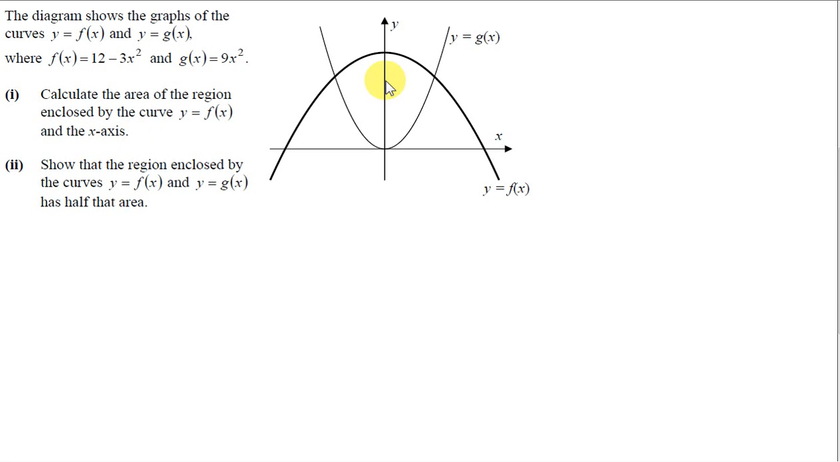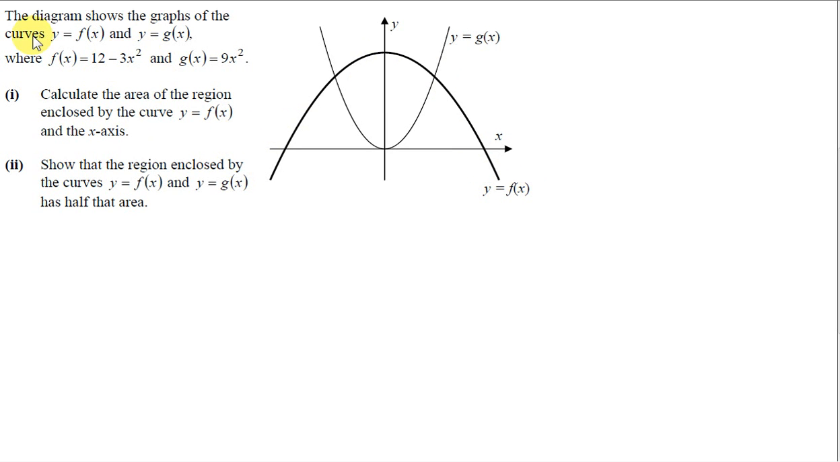So in this picture we have two functions. f(x) is 12 minus 3x squared. You can see that because it's x squared, it's a quadratic function which has the shape of a parabola. Because the x squared term is negative, it's an inverted parabola.